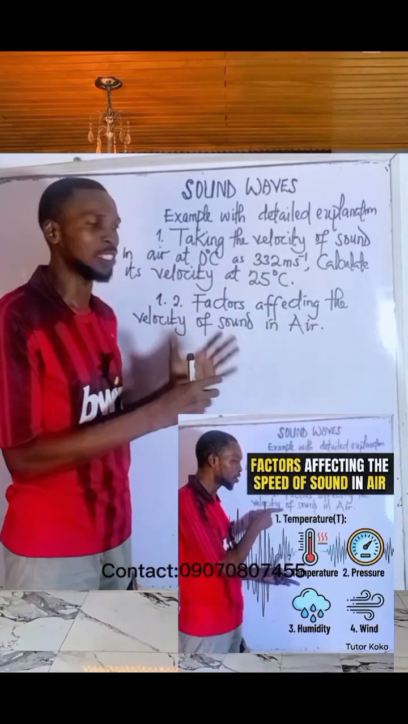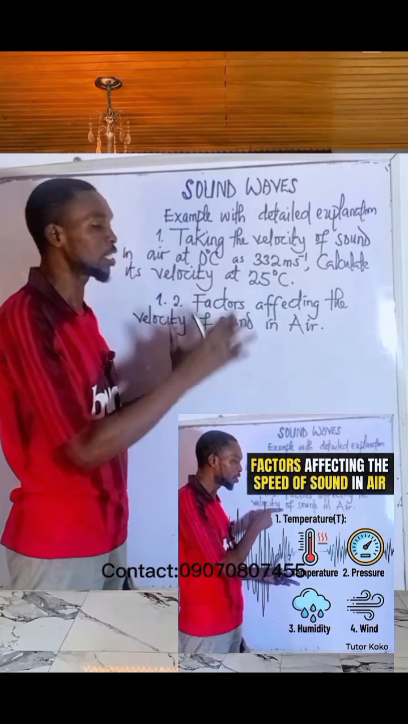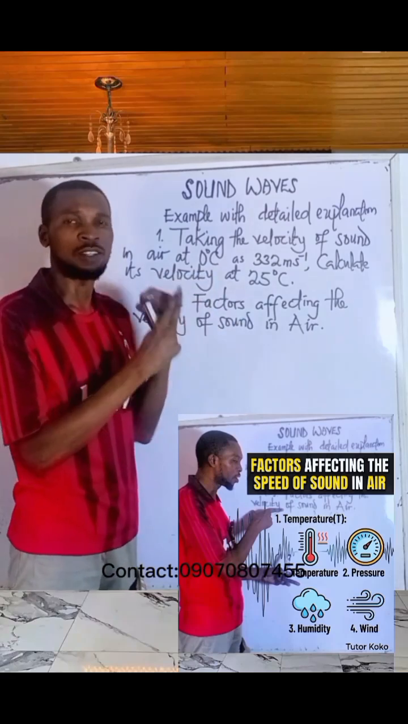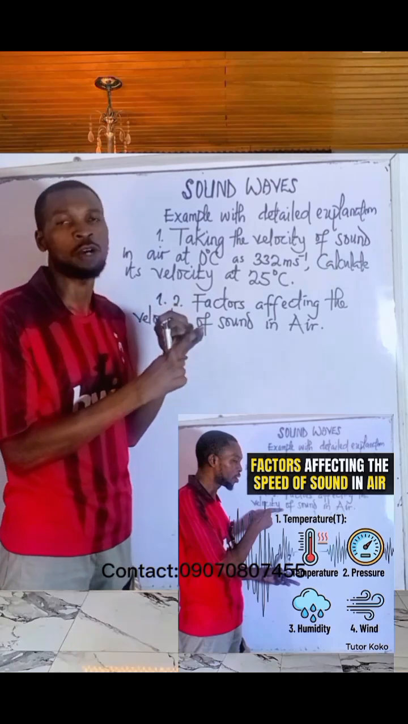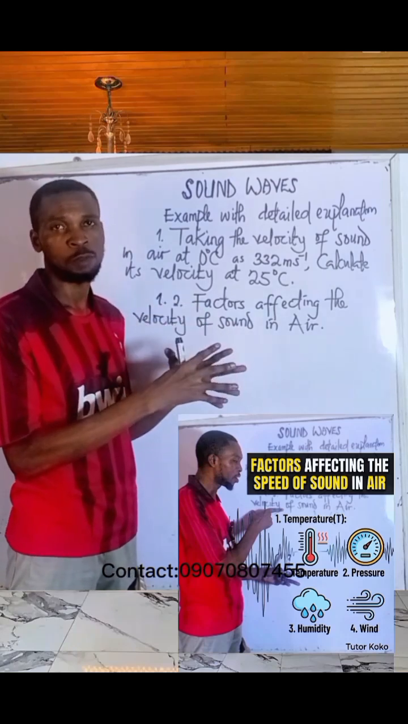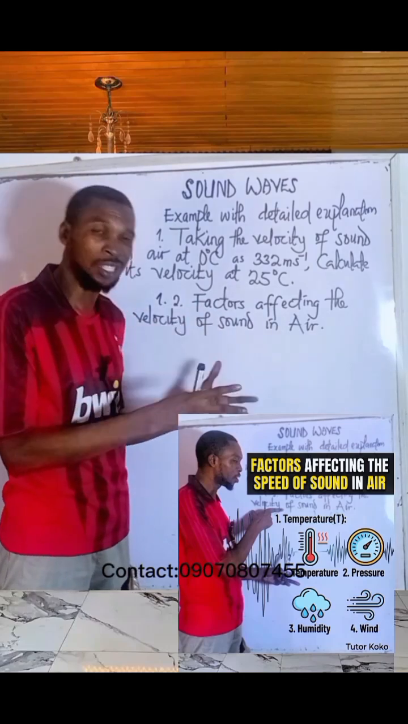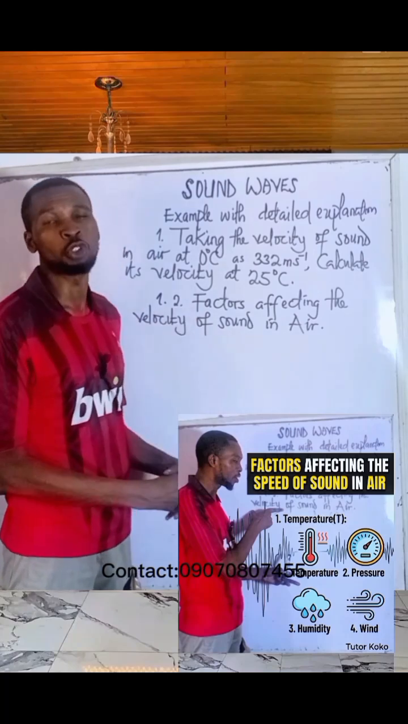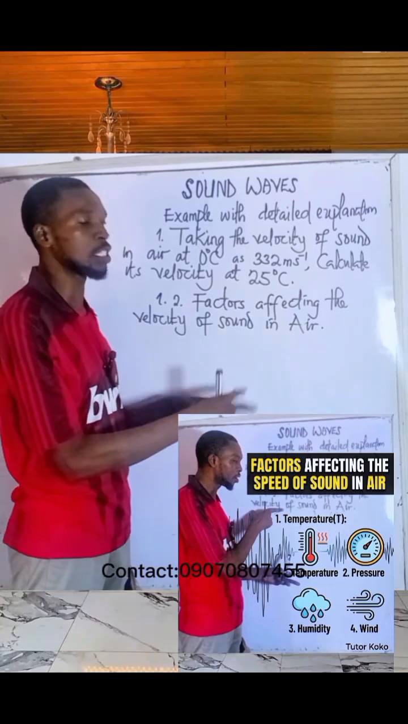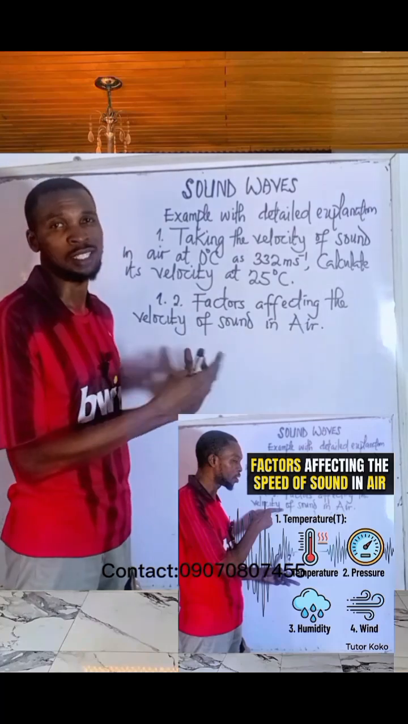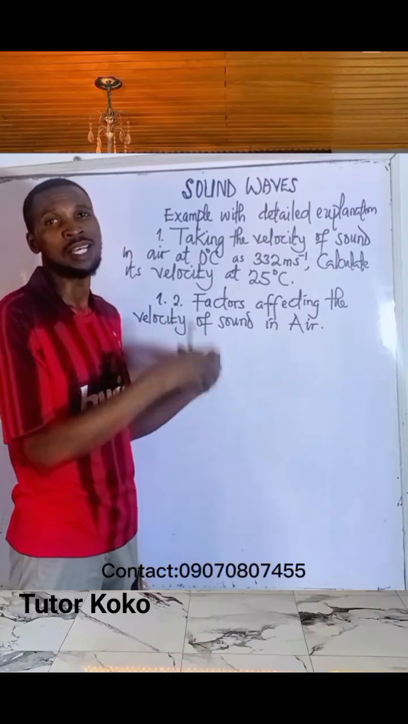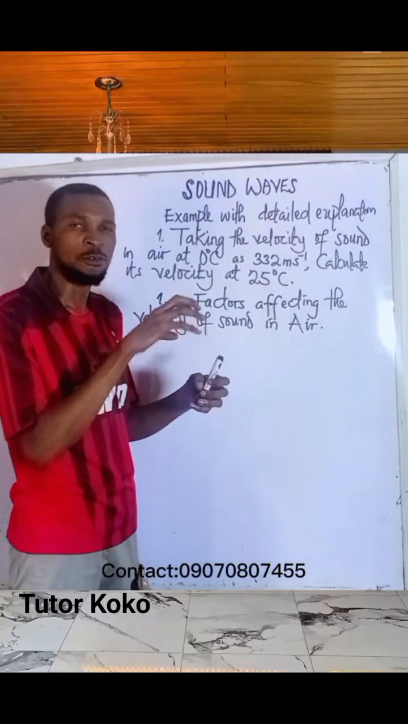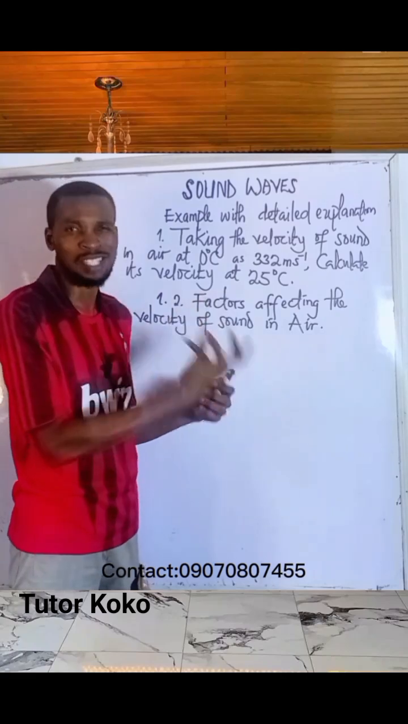In my previous slide, I showed you the velocity of sound waves in different media. I said in solid, the velocity of sound wave is about 5,000 meter per second. I said in liquid, that is water, the speed of sound is about 1,500 meter per second. And in air, the speed of sound is about 330 meter per second. Having said that, now there are some factors that affect the velocity of sound.